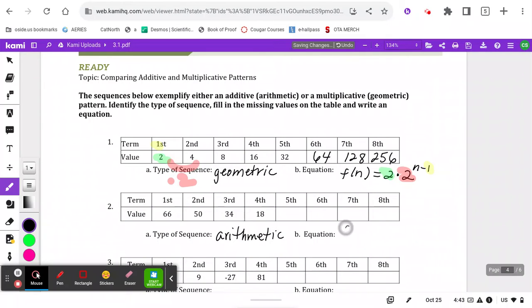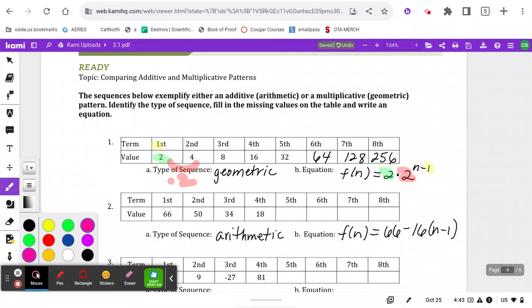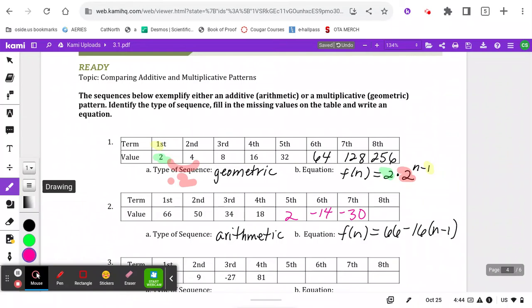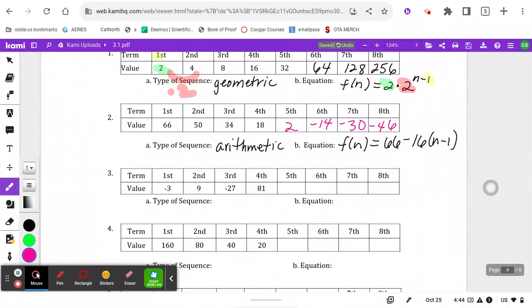And the equation for this one begins with 66 and is repeatedly subtracting 16 n minus 1 times. There's our first term. There's where 66 shows up, and then the minus 16 comes from the repeated subtraction. So 18 minus 16, or 2, you know what I mean. And then 2 minus 16, we get into the negatives here, and then minus 16 again, and then minus 16 again. All right, so that's an arithmetic.